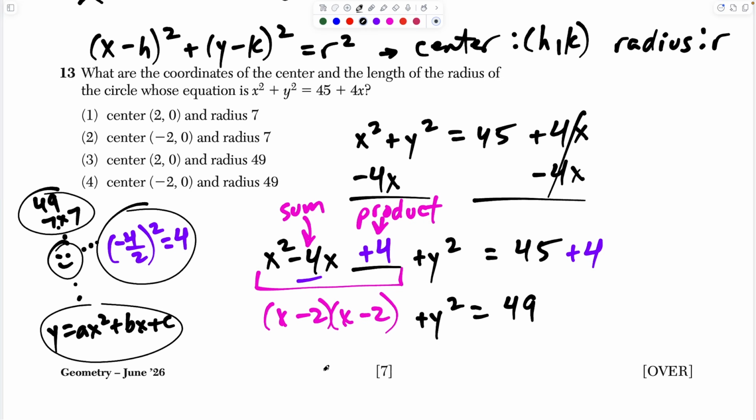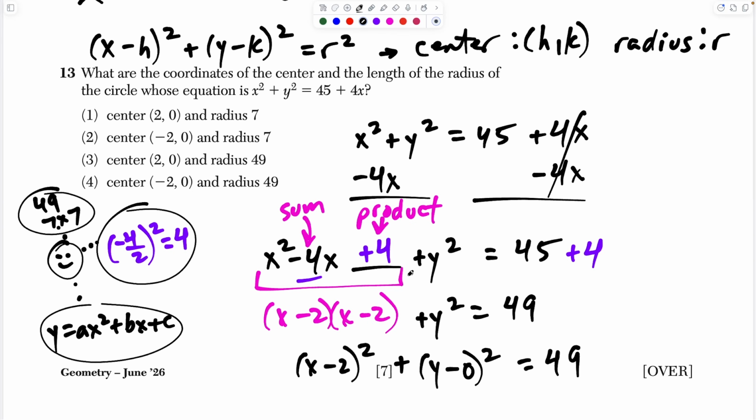So now I just simplify. X minus 2 times x minus 2 is x minus 2 squared, plus y squared, which is maybe a little tricky to see how it goes into this form here. I could call this y minus 0 squared if I want, which is equivalent to y squared, or I could just leave it as y squared, and this is equal to 49.